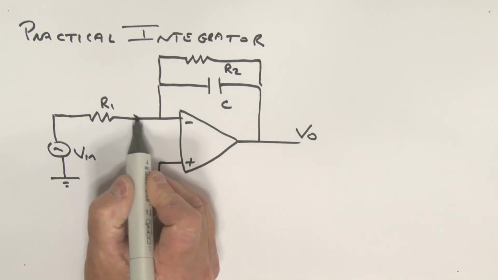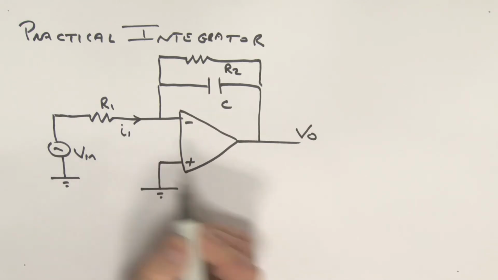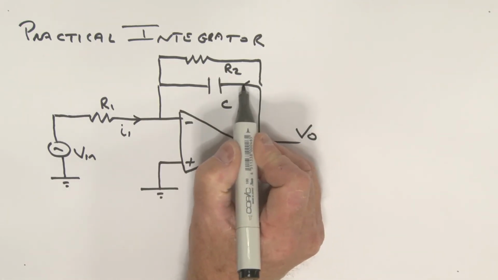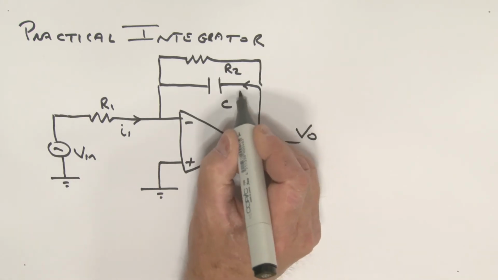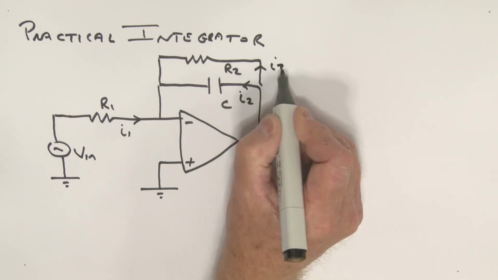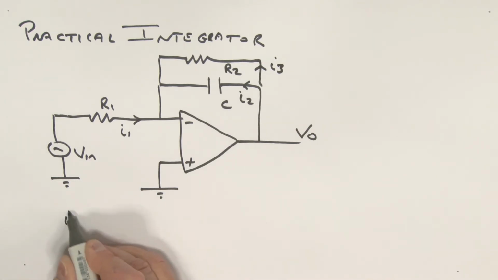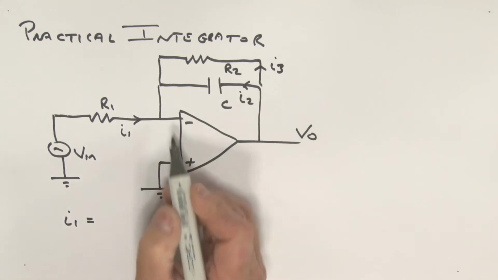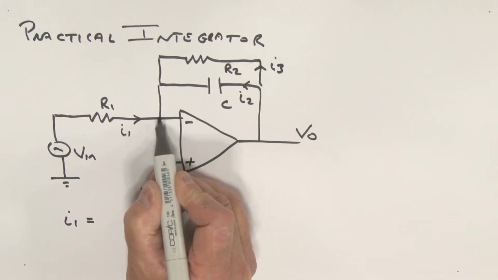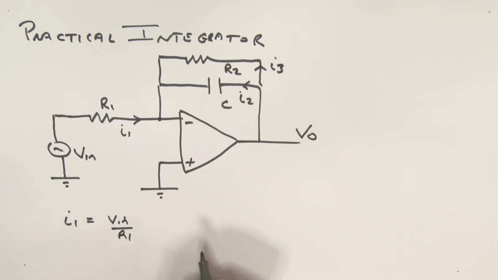So let us define a current here. We're going to call that current, as before, I1. Let's call the current in the capacitor over here I2. And the current in this R2 resistor, we're going to call it I3. All right, let's write down expressions for these currents. The I1 current is simply going to be equal to, once again, this is a virtual ground, output not in saturation, V in divided by the R1 resistor.